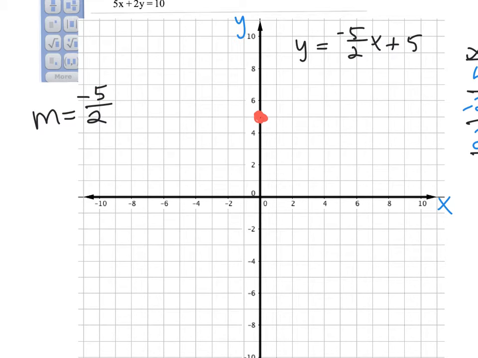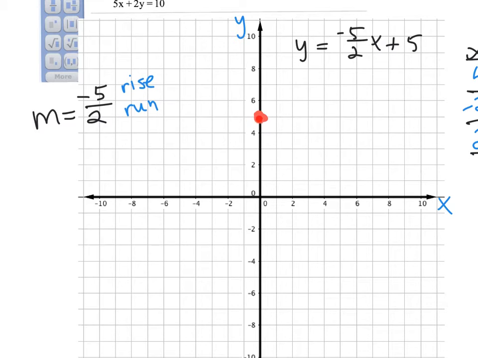And that negative 5 halves is our slope. Negative 5 is your vertical change, and 2 is your horizontal change. So we call that rise over run, and in this case the rise is actually going to go down. Because the rise is a negative 5, it means we're going to go down 5. The run is positive, so it's going to go to the right. So we're going to go down 5 because it's negative 5, and then to the right 2 because it's positive 2.